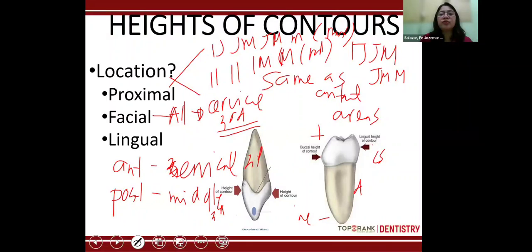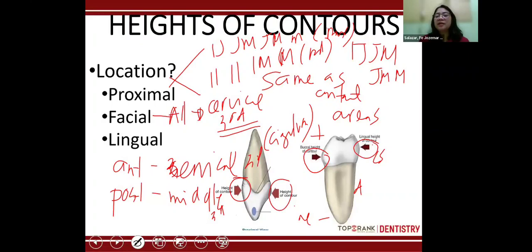Pag facial height of contour naman, lahat ng ngipin, anterior or posterior, cervical third. Yan. Cervical third. But if it's on the lingual, the height of contour for anteriors is still at the cervical third. It's at the cingulum, exactly there. And for the lingual of posteriors, it's at the middle of the middle third. Okay, so simply put, it's at the middle third.